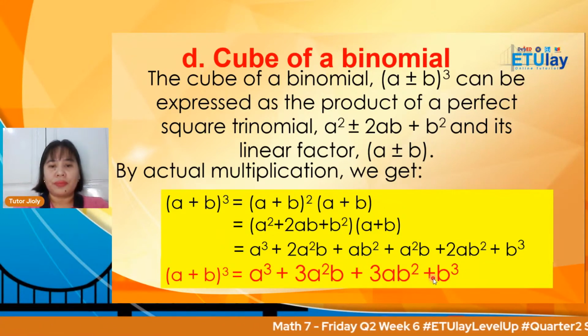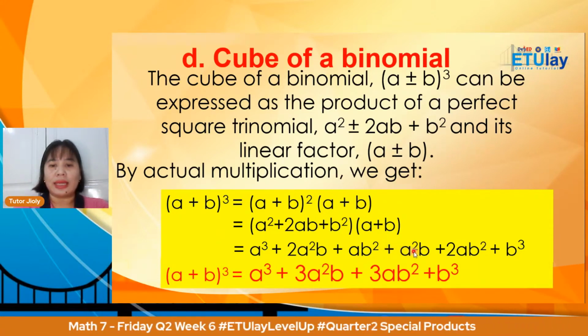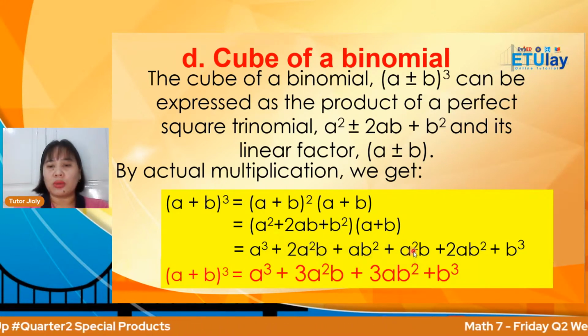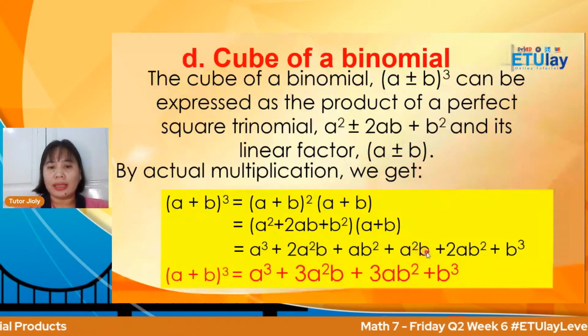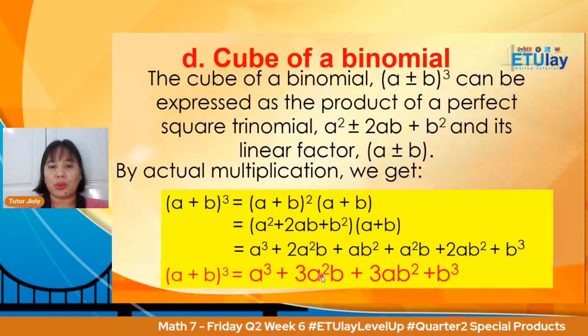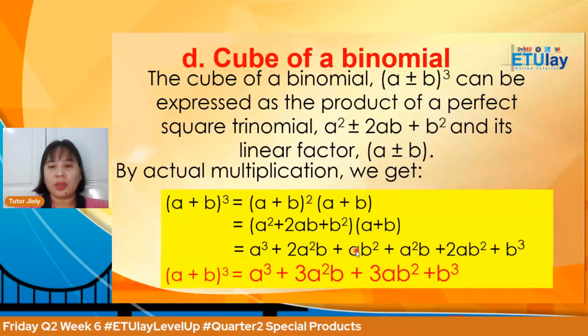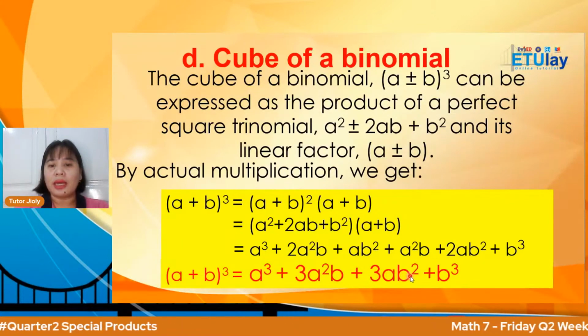Okay po. Ito po yun, no? Kaya naging 3. I-add lang natin. Si 2a raised to 2b plus a raised to 2b. I-add natin. Then, ito po. Kaya naging 3a raised to 2b plus ito. Okay? So, ito po yun at saka ito. Kaya naging 3ab squared.